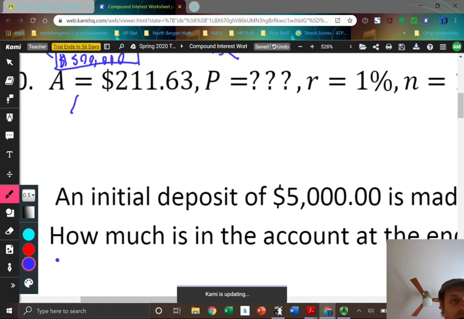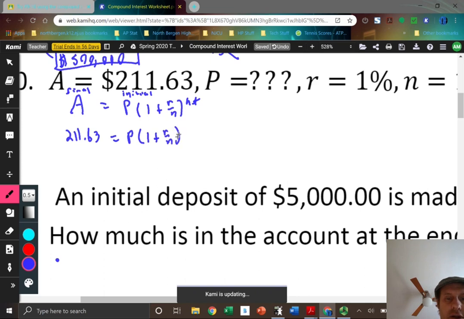So again, their way of using variables is A, which is the final amount, equals P, which is the principal or initial amount, you can call that, times 1 plus R over N to the NT power, okay? So their A here is 211.63 equals the principal, we're just going to call P, times 1 plus R over N to the NT power, right? And we're going to fill this in.